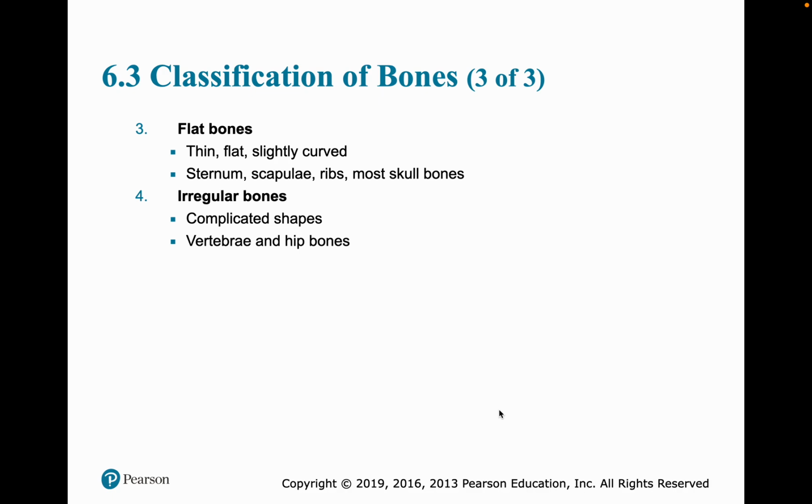Flat bones would be thin, flat, and usually slightly curved. Your sternum, your scapula, your ribs, most of your skull bones are flat bones. And then if it doesn't fit into long, short, or flat, we've got our catch-all category of irregular bones, complicated shapes. Vertebrae are our best example of irregular bones.